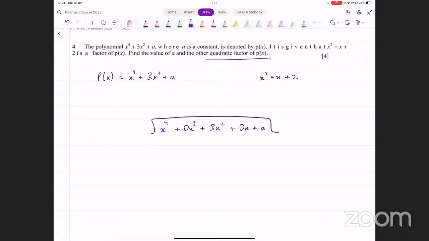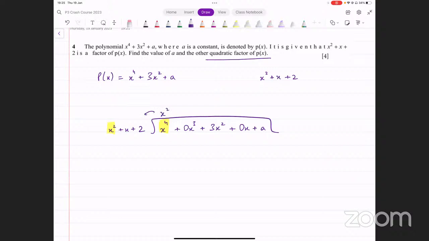Divide it by x squared plus x plus 2. Now, how does the long division process work? You start with the first term of the dividend and also of the divisor. So the first term of the dividend is x raised to the power 4, and the first term of the divisor is x squared. What do you have to multiply x squared by to get x raised to the power 4? You have to multiply it by x squared.